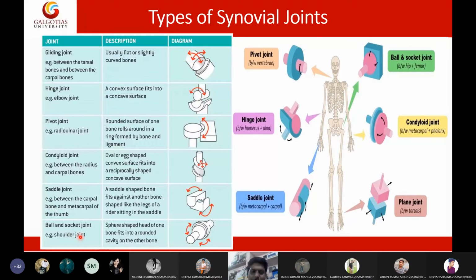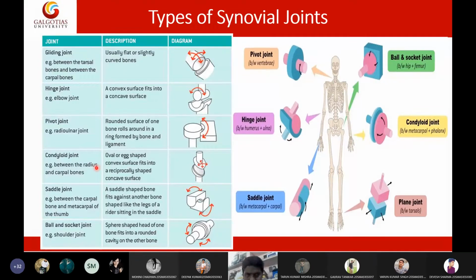And last and final is the ball and socket joint. So ball and socket, I need not say much. It is like a ball which is fixed in a socket. Such joints are called ball and socket joints. The best example is your shoulders and your hip bones. So in the shoulder and in the hip bones, you will see ball and socket joints. So these are the 7 types of joints which are present in the human body.